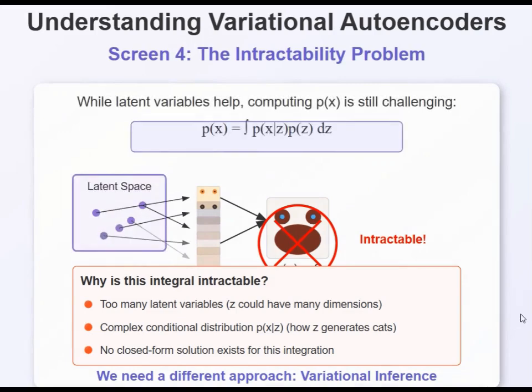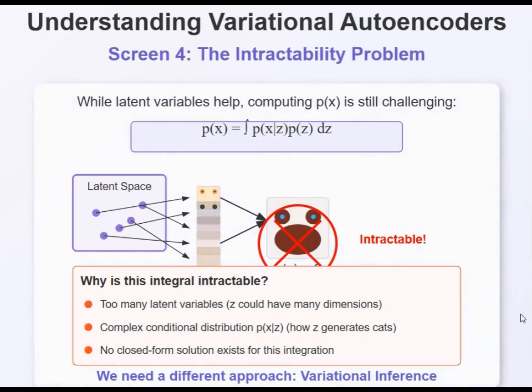The integral p(x) equals the integral of p(x given z) times p(z) with respect to z is typically intractable. Let me explain why this is a significant challenge. First, what does intractable mean in this context? It means we can't compute this integral exactly in a reasonable amount of time. The space of possible z values is too vast, and the relationship between z and x is too complex.